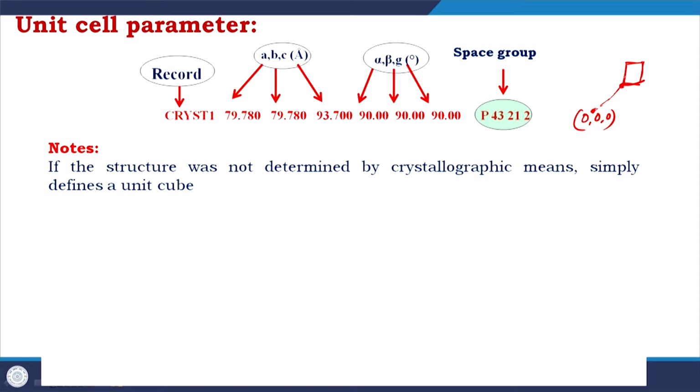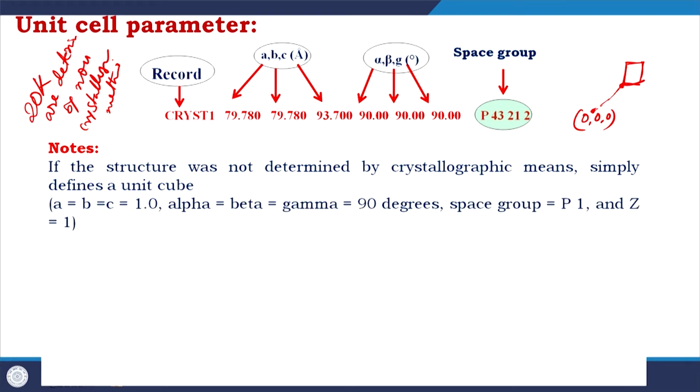But what if, because we know that around 20,000 structures are determined by non-crystallographic methods, which is NMR or cryo electron microscopy? We have talked about them. So, what about them? Do they have CRYST? To maintain the format, they also have CRYST, but it simply defines a unit cube where A, B, C equal 1 and alpha, beta, gamma equal 90 degrees.